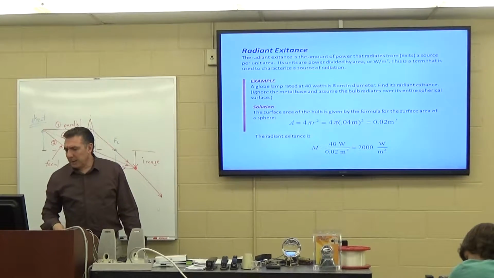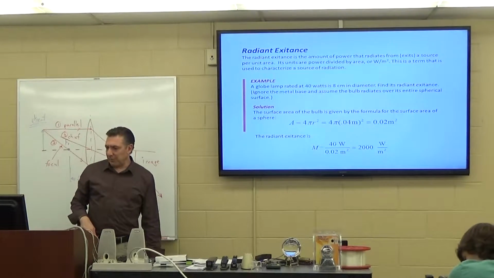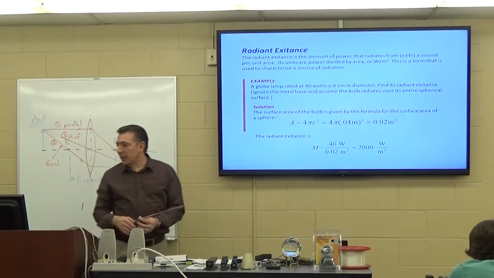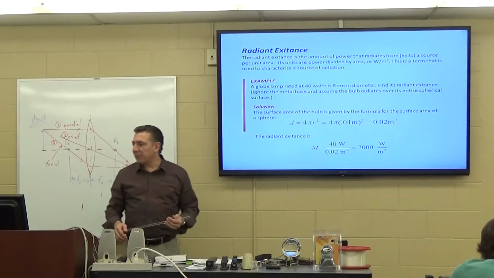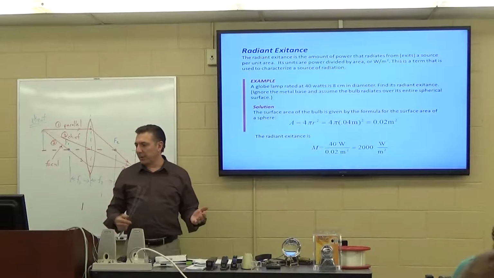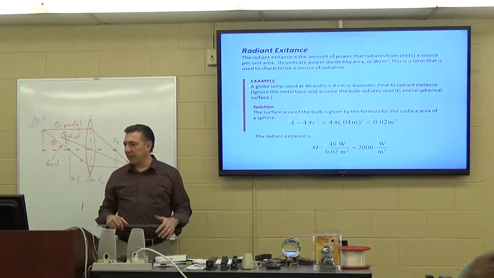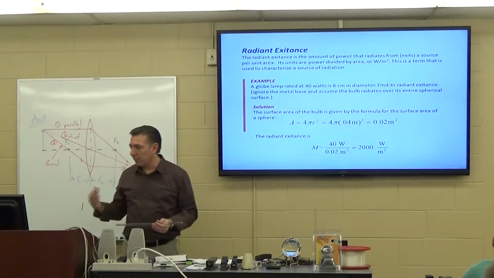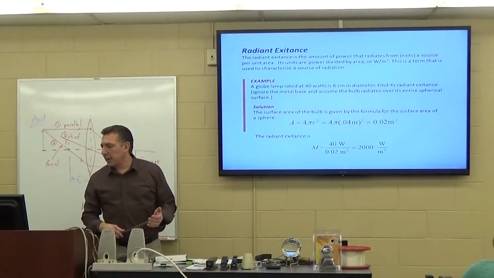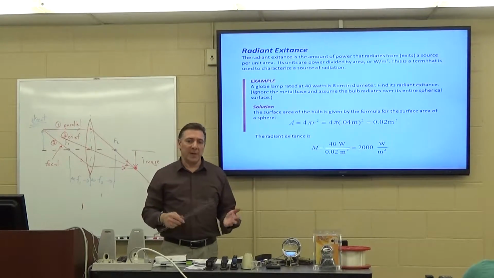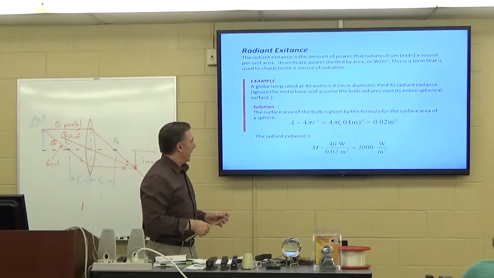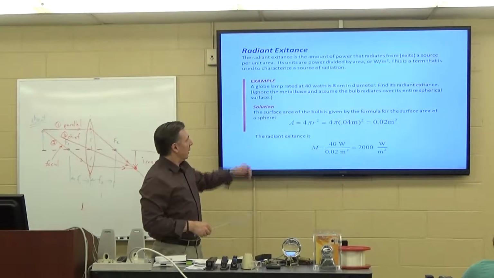Okay, let's look at radiant excidence. The radiant excidence is the amount of power that radiates or exits a source per unit area. Its units are power divided by area, watts per meter squared, and it's basically used to characterize light sources. For example, let's say you have a globe lamp.